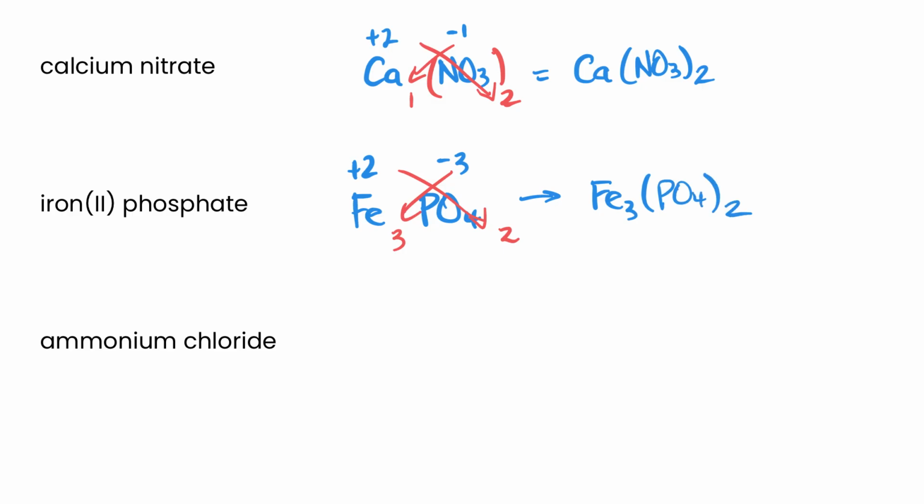And finally, ammonium chloride. Okay, so be aware, sometimes your polyatomic is first. So we're going to write our NH4, that has a +1. Chlorine's a -1. So crisscrossing down, we just get 1 and 1. So that's going to become NH4Cl.